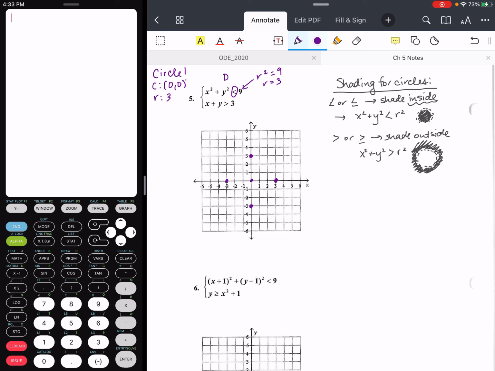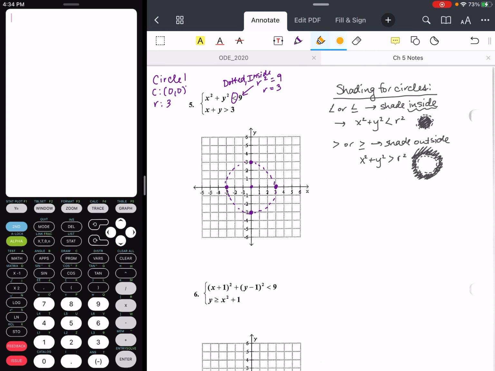When I graph this, I'm going to use a dotted rather than solid pattern, because I have that less than instead of less than or equal to. Then it comes to the shading. So we don't think above or below for our circle shading. Instead, for shading circles, I wrote our rules over here. If you have less than or equal to, you would shade inside the circle. So the shading should be inside the radius, less than the radius. And greater than or equal to means you shade outside the circle, so you want to be greater than that radius. So in our case, because we have less than 9, we want to shade inside our circle.